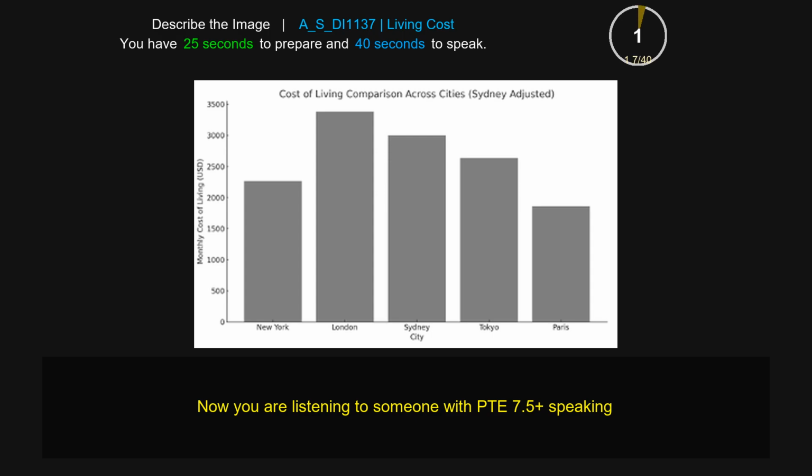The image represents cost of living comparison across cities. It is a bar graph. The x-axis of the bar graph represents various cities such as New York, London, Sydney, Tokyo, and Paris. On the y-axis, monthly cost of living in USD has been given, ranging from 0 to 3000. The highest cost of living is in London, which is around 3000, and the least spending is in New York, which is around 2000. Paris is at 2000 as well. Overall, the image gives information about cost of living comparison across various cities.